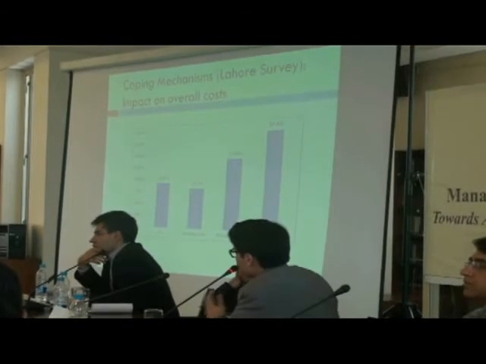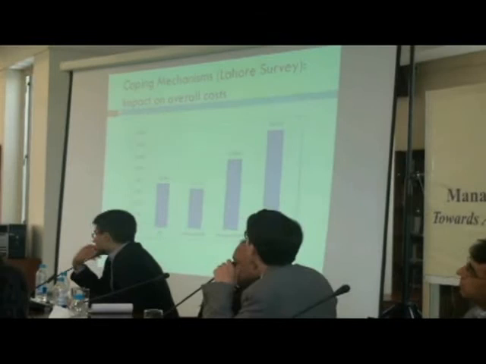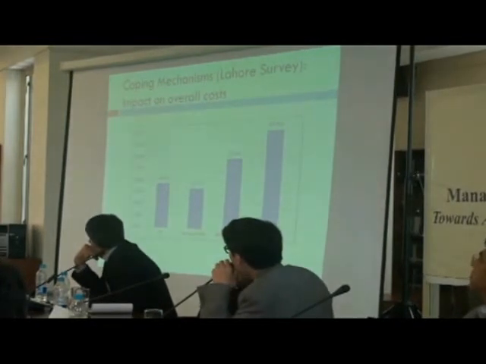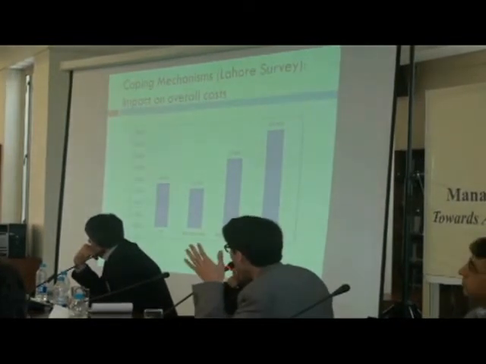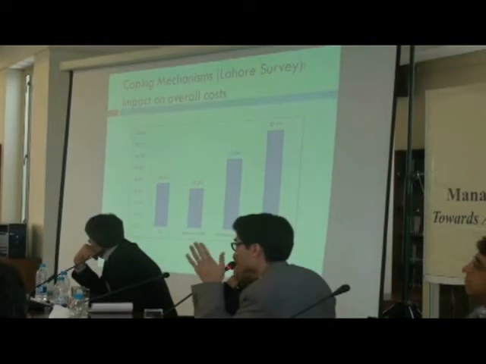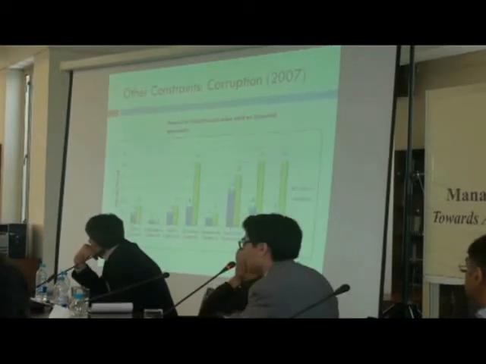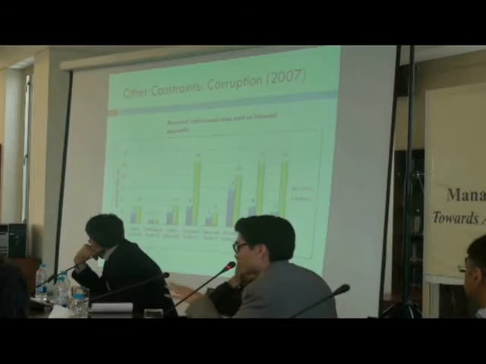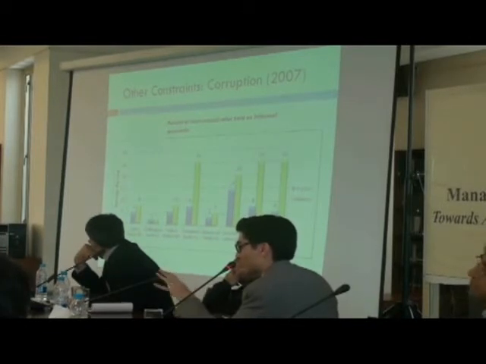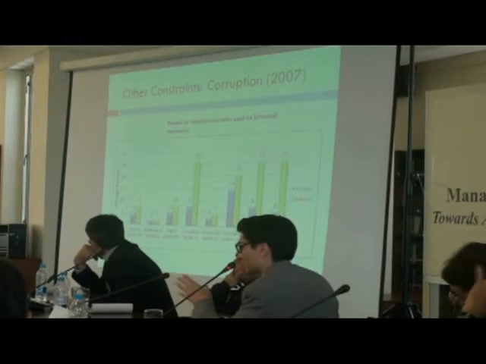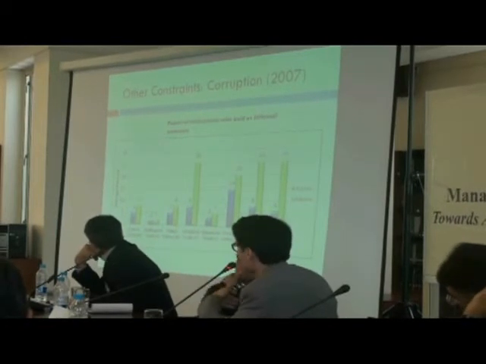On the impact on overall costs, because of all this, around 27.6% of firms perceive that their impact on overall cost is between 10 to 20%. 37.9% feel that it's greater than 20%. We also looked at other constraints, remember. Electricity, the power outages, were ranked as the most important, most severe constraint, followed by others. Here I've taken a sample of some.